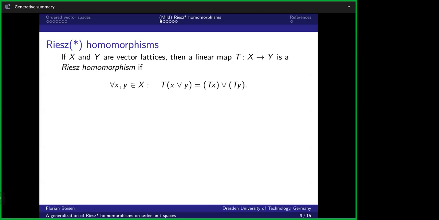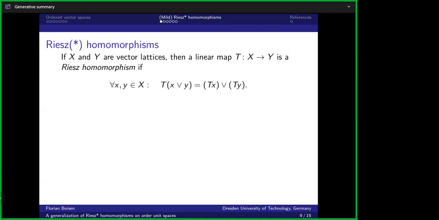Now, let me talk about another class of structure-preserving maps. Let's start with Riesz homomorphisms. If you have two vector lattices, then a Riesz homomorphism is a map which preserves the lattice structure. So the supremum of any two elements gets mapped to the supremum of the images. So these are the natural structure-preserving maps of vector lattices.